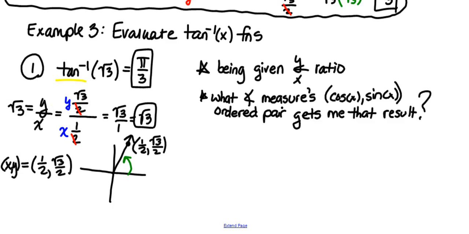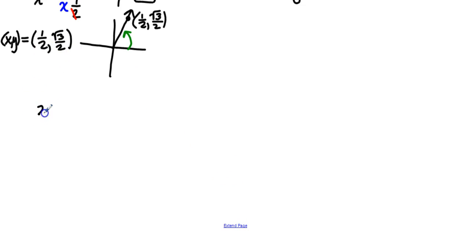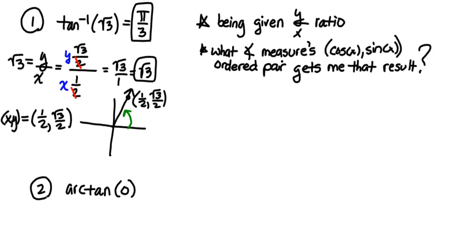So let's practice another one. This definitely comes with some practice. Our comfort comes with some practice. So let's work on number 2 together. Arctan, remember arctan is the same as tan inverse, of 0. So once again, my train of thought here is I am being given a y divided by x ratio.